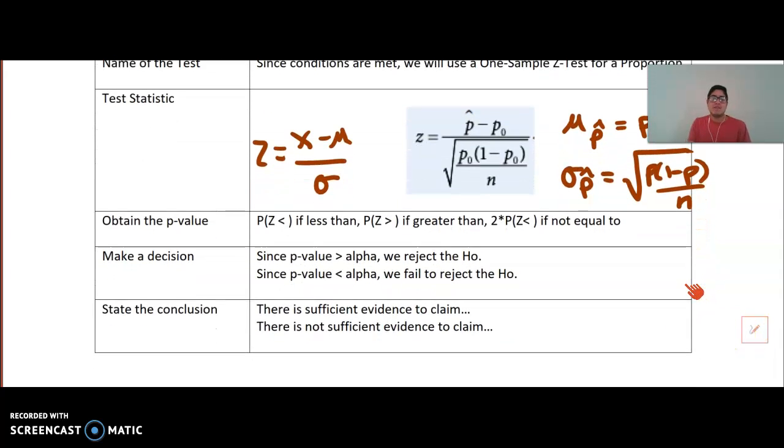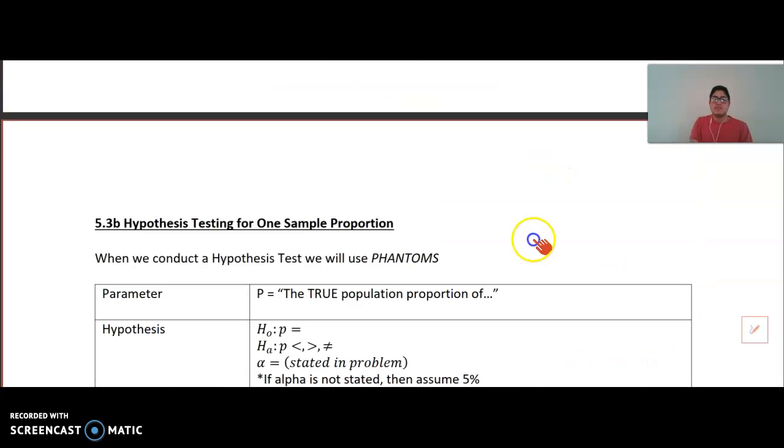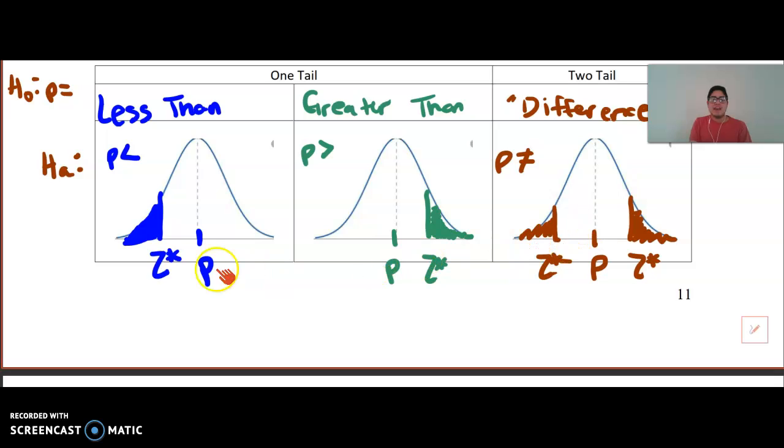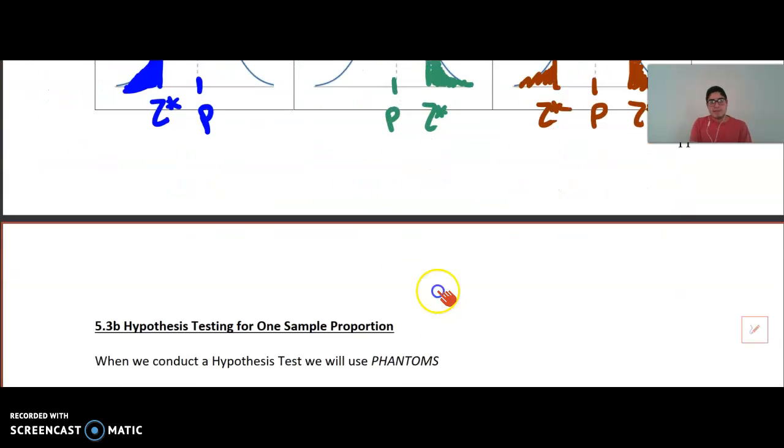Next up, we obtain the p-value by doing a probability statement, very similar to what we've always done with the normal distribution calculations. Z is less than, Z is greater than, or if it's not equal to, we do 2 times the probability of Z being less than. And just to go back to that, here's the probability it's less than, here's the probability it's greater than. So if I'm doing a two-tailed test, I would only need to find the area of one of these and then multiply it by 2.